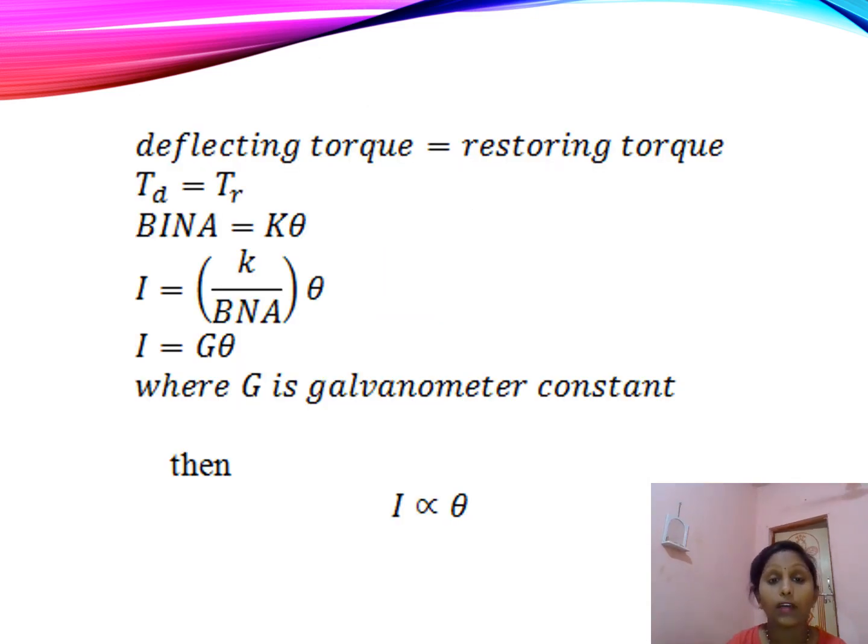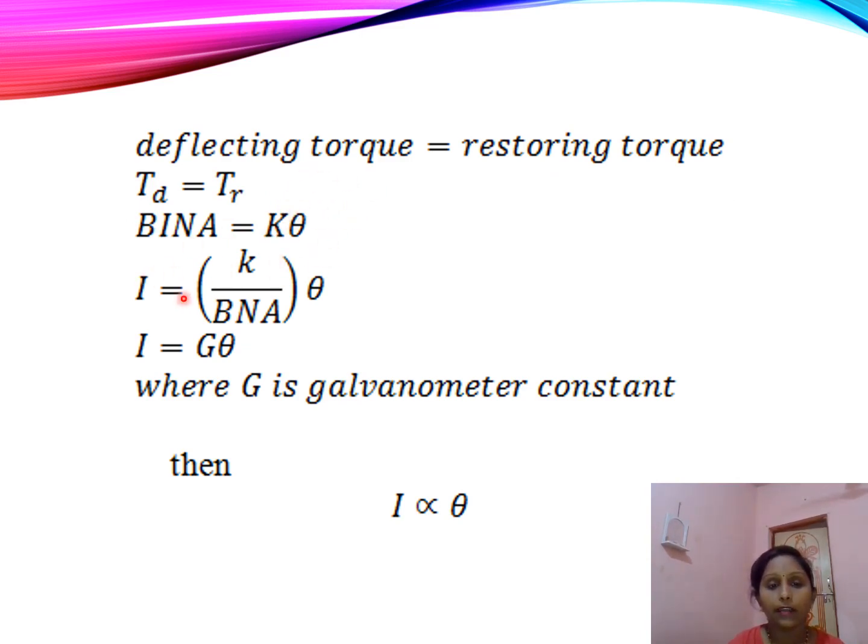As we know, the counter torque balances the magnetic torque. Counter torque is known as restoring torque and the magnetic torque is the deflecting torque. Deflecting torque is equal to the restoring torque. So the deflecting torque is denoted by the equation INAB, which is equal to K, the restoring constant, times theta. That's the deflection which is produced.